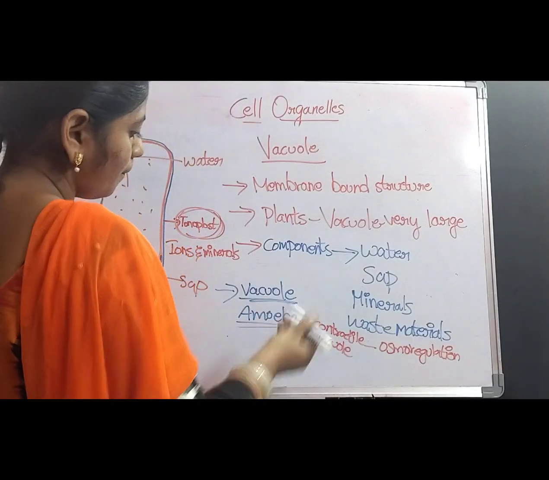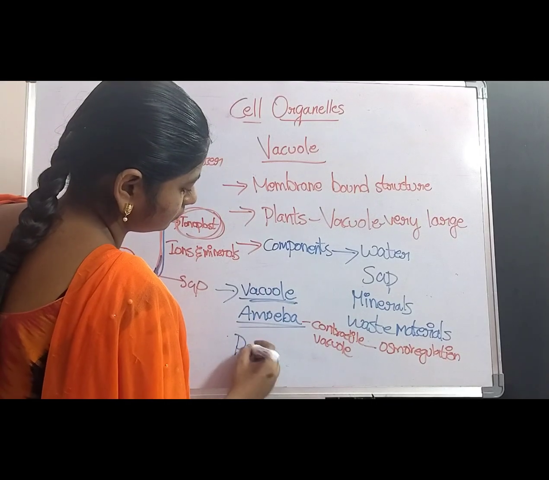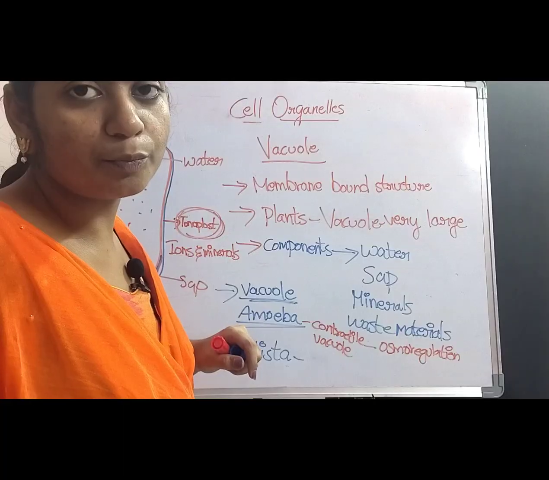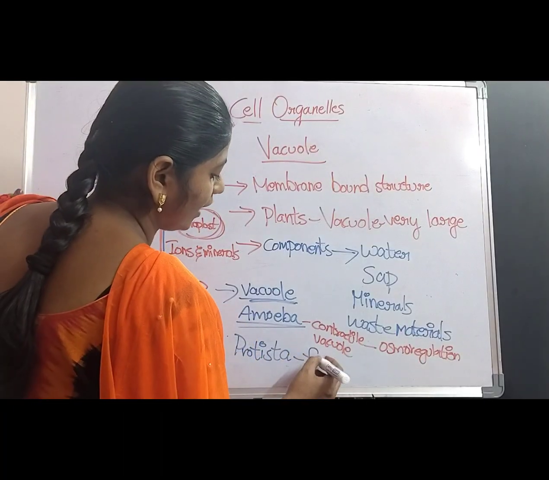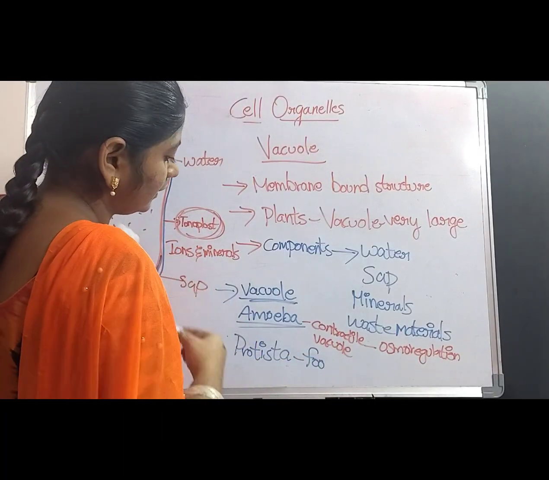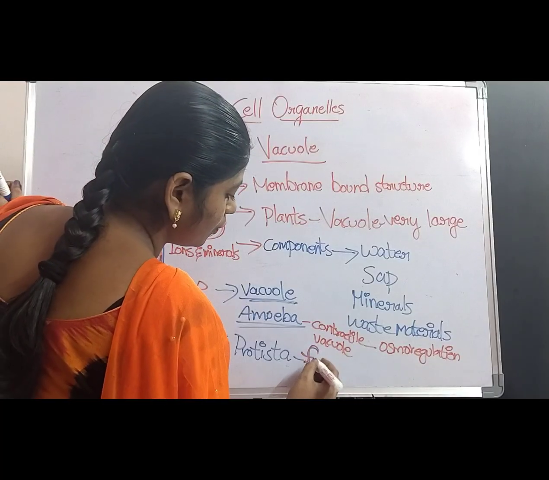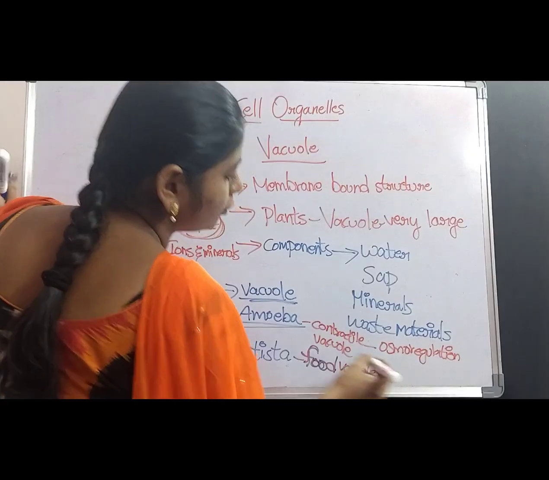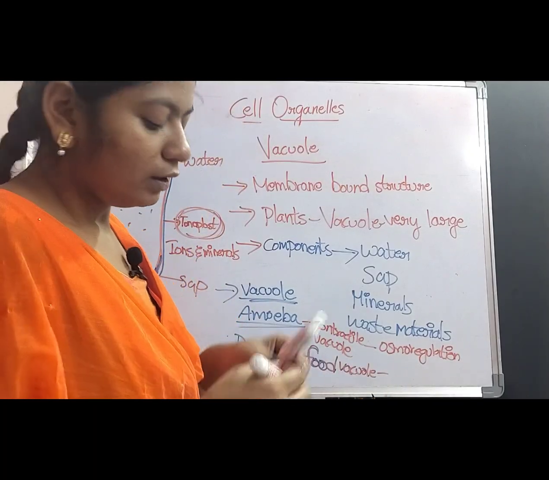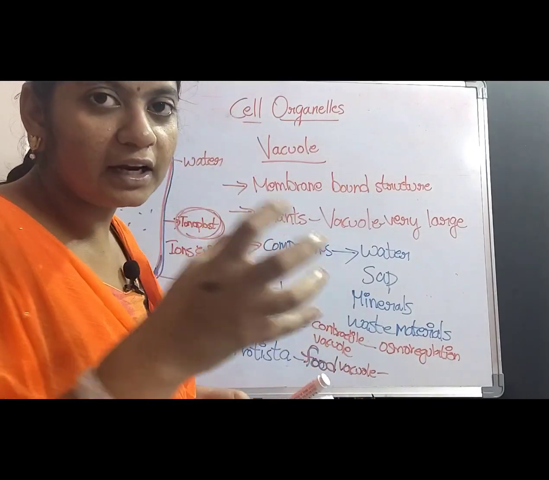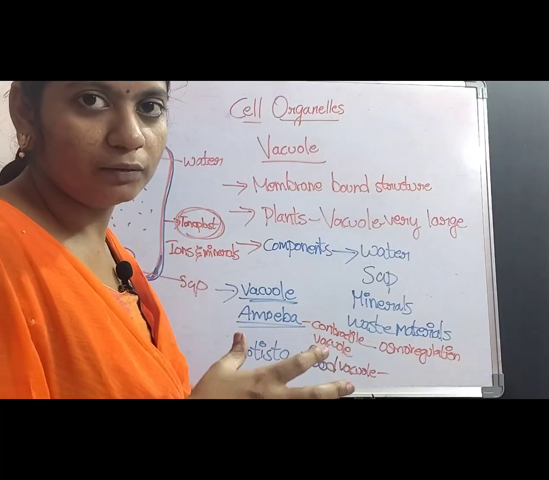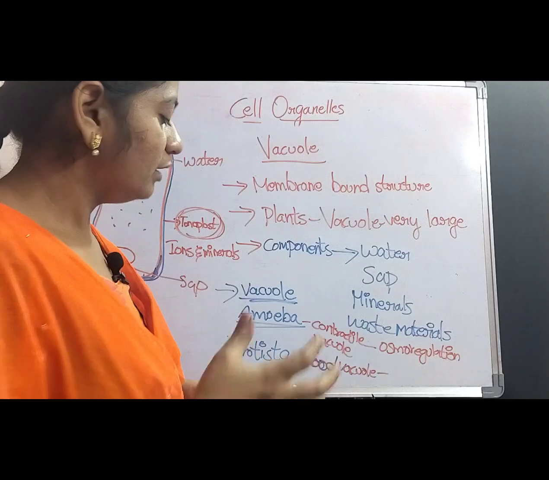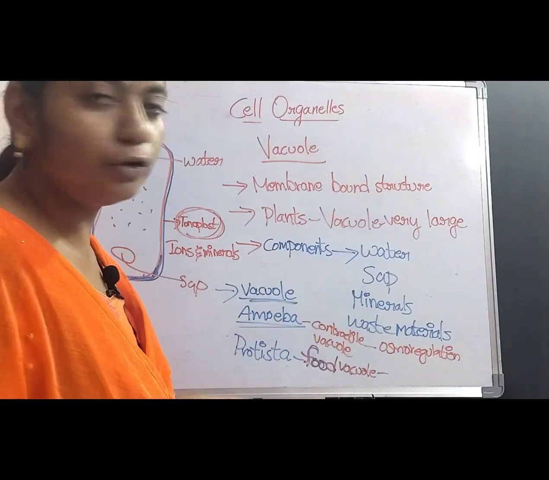And coming to the protista. The type of vacuole which is present in the protista is called the food vacuole. What is the food vacuole? In the food vacuole, the food gets stored. So if the protista wants to eat food at any other time, then the food gets stored in the food vacuole.